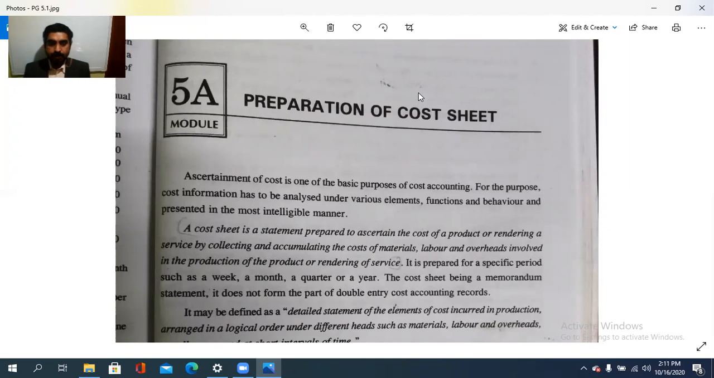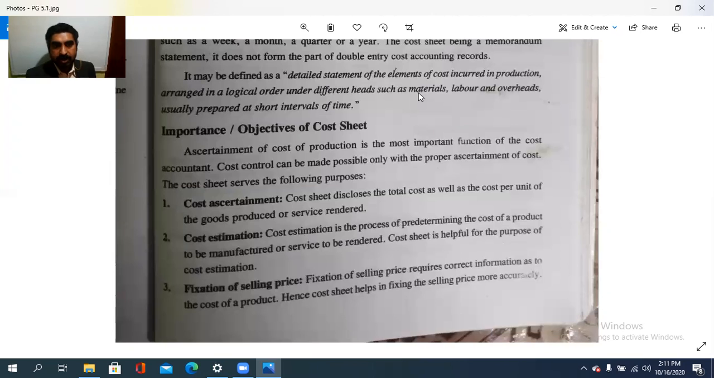The cost sheet, being a memorandum statement, does not form part of double entry cost accounting records. It may be defined as a detailed statement of the elements of the cost incurred in production that are arranged in a logical order under different heads such as materials, labor, and overheads, usually prepared at short intervals of time. So that is the case with regard to the cost sheet. It is a detailed statement of the elements of cost incurred in production that are arranged in a logical order under different heads such as material, labor, and overheads, usually prepared at short intervals of time.